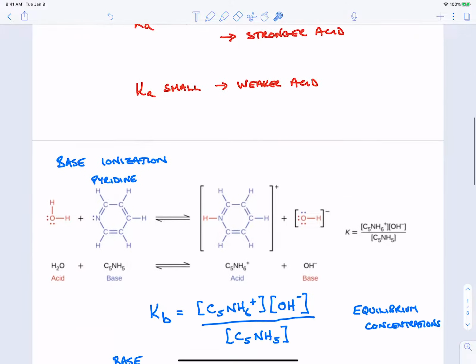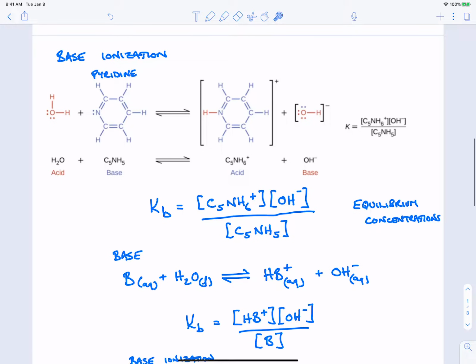Not surprisingly, if we look at bases, it's exactly the same thing. So here's pyridine, which is a base. Pyridine is going to accept a proton. And where is it going to accept a proton from? Well, it's going to accept a proton from water, which in this particular case is acting as an acid, because it's donating a proton. And so the base accepts a proton, and when it accepts a proton, it produces the conjugate acid.